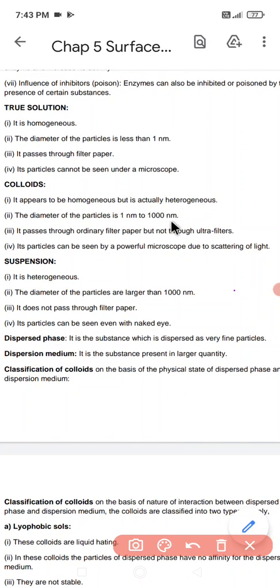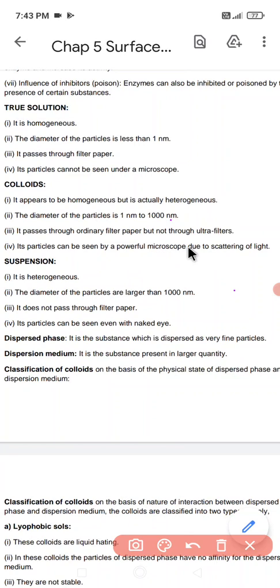Another is the size of the particles. The range is 1 nanometer to 1000 nanometer, or 10 to the power negative 7 to 10 to the power negative 4 centimeter. And another important property is that, as it looks homogeneous, you cannot see the particles with a normal microscope, but if you use a powerful microscope, you can see these particles.